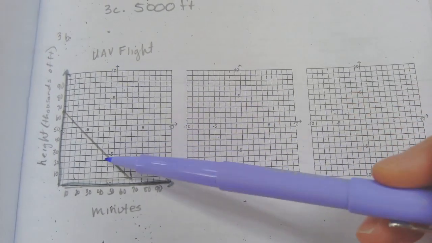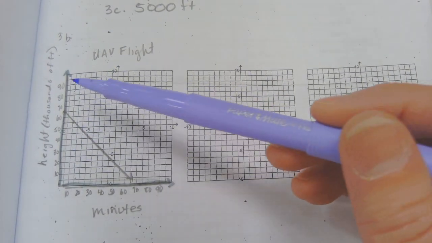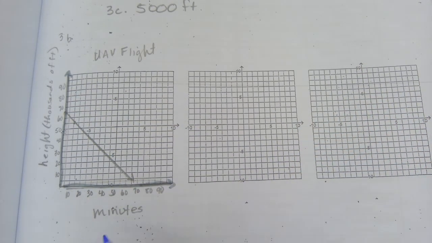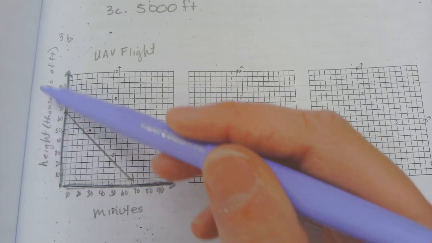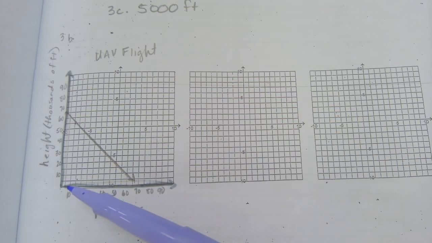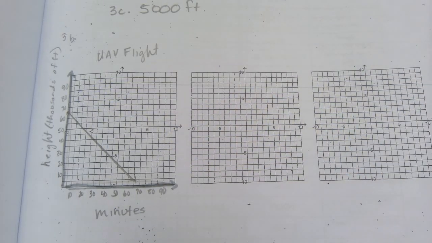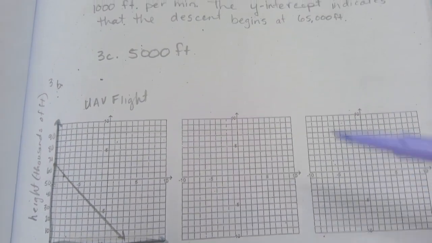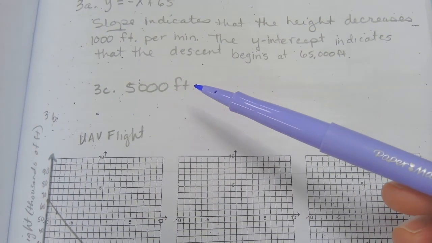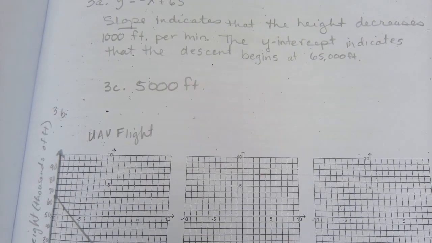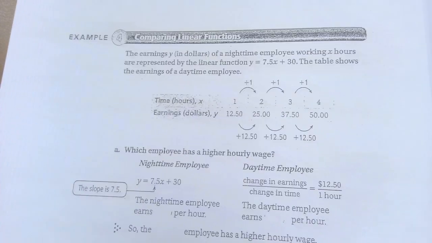Now, I ignored the axes that they had and just made a new one because that gave me more room. Don't forget to label minutes and height in thousands of feet. I counted by basically fives, but I skipped every other one. And then I graphed that. Part C would be 5,000 feet.